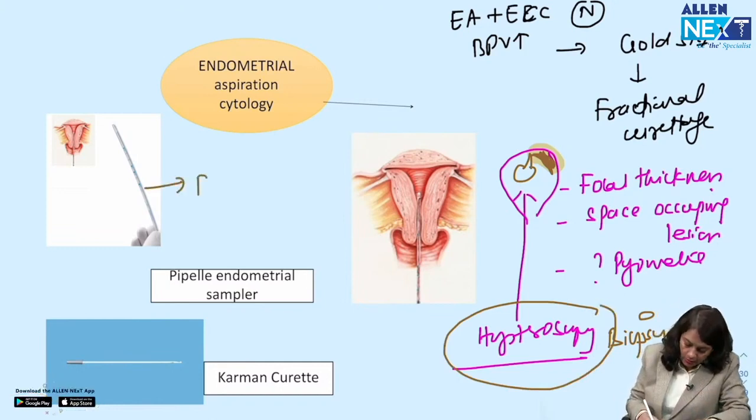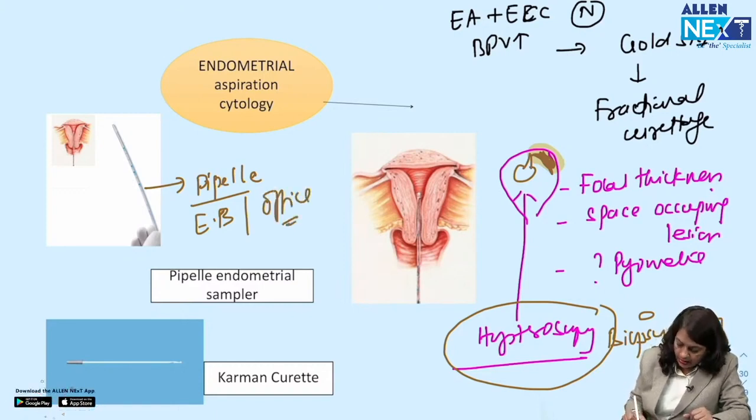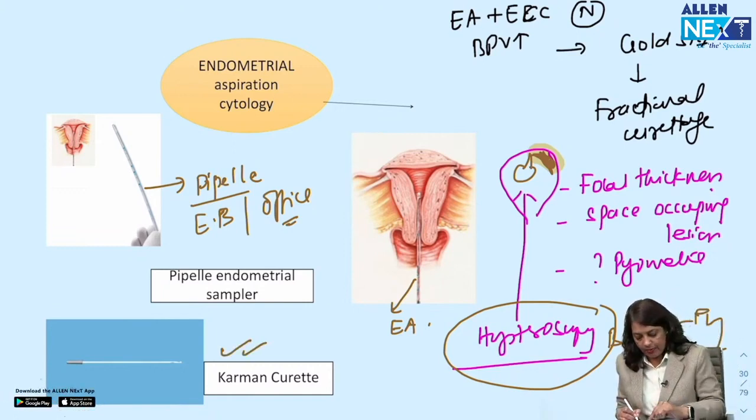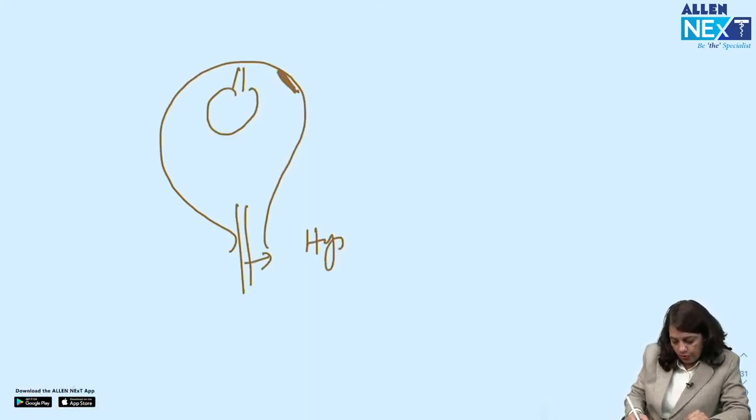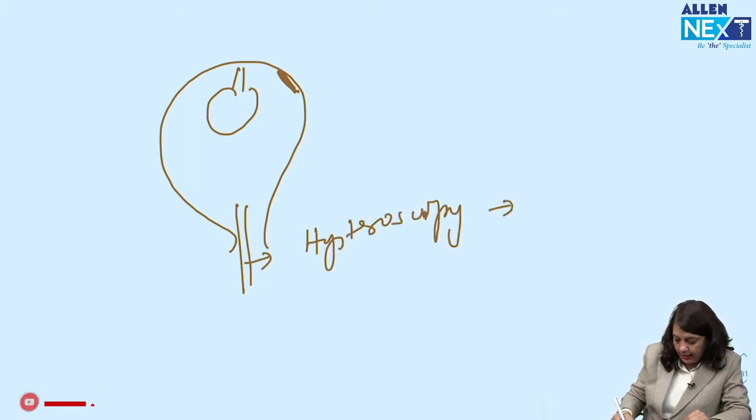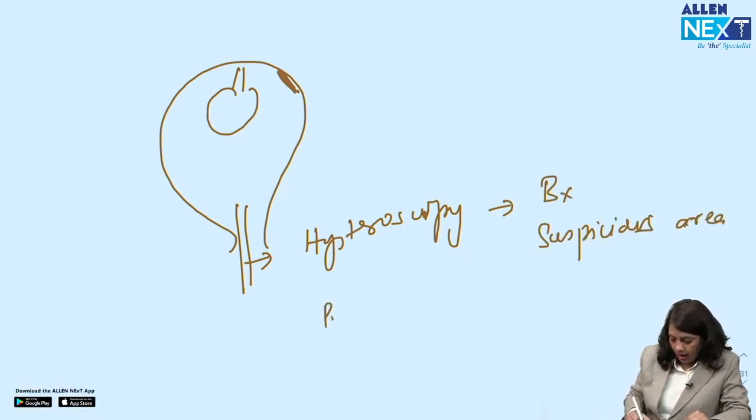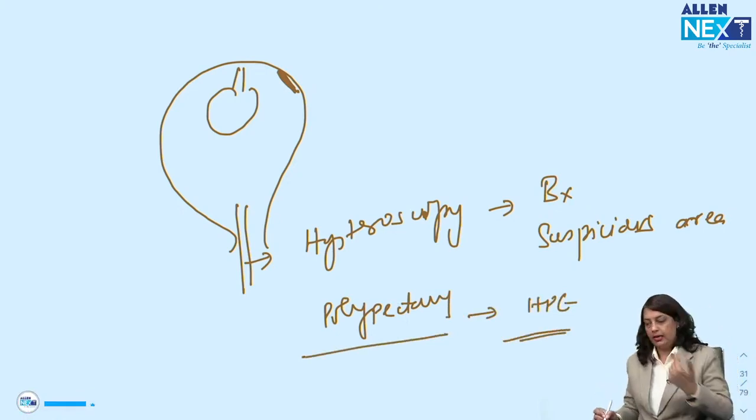ठीक है. सो दिस इज एंडोमेट्रियल पिपल एंड इट इज यूज्ड फॉर एंडोमेट्रियल सैम्पलिंग. ठीक है. और ऑफिस एंडोमेट्रियल बायोप्सी. ठीक है. दिस इज एंडोमेट्रियल एस्पिरेशन. दिस इज कार्मन्स कैनुला. ठीक है. सो मैंने पिपल भी दिखा दिया, कार्मन्स कैनुला भी दिखा दिया. हिस्ट्रोस्कोपी मैंने एक्सप्लेन कर दिया है. अगर कहीं पे फोकल थिकनेस है या स्पेस ऑक्यूपाइंग लीजन है, सो आई एम गोइंग टू गो फॉर हिस्ट्रोस्कोपिक गाइडेड बायोप्सी फ्रॉम सस्पिशियस एरिया. ठीक है. अगर कोई पॉलिप है तो आई विल डू पॉलिपेक्टमी एंड सेंड इट फॉर हिस्टोपैथोलॉजिकल एग्जामिनेशन.